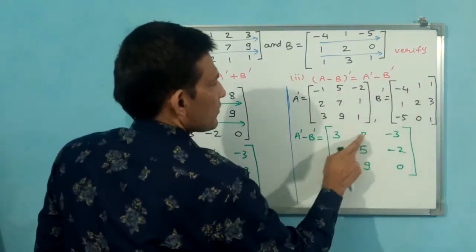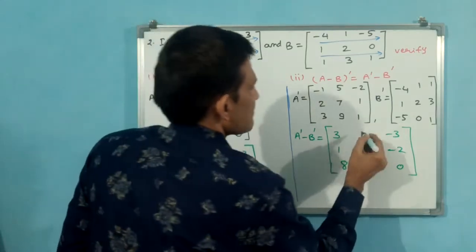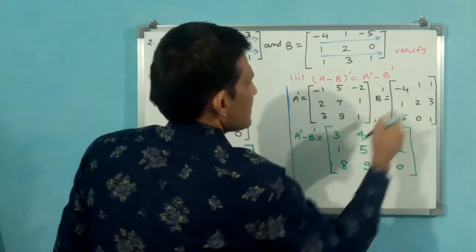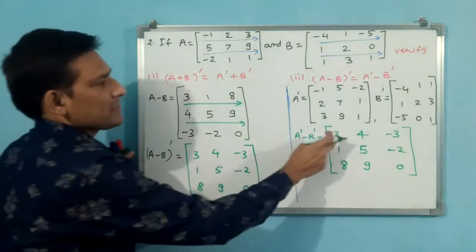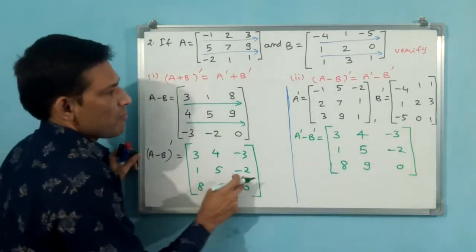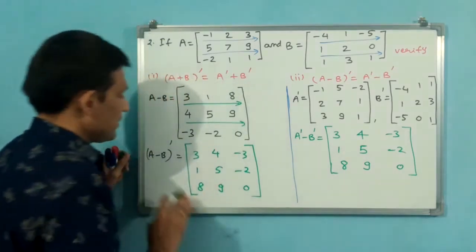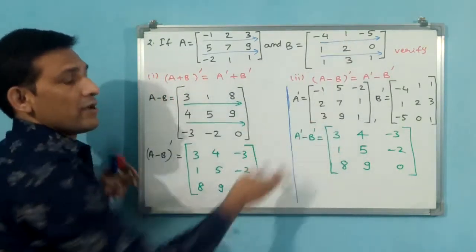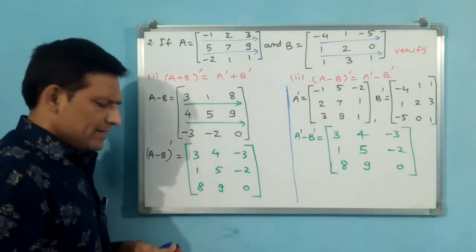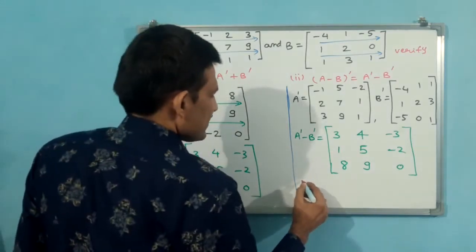5 minus 1 is 4. I have made a mistake here. Okay, 5 minus 1 is 4. 3, 4 minus 3, 1, 5 minus 2, 8, 9, 0. That means LHS is equal to RHS. Verified, like that you have to write. Right? LHS is equal to RHS.